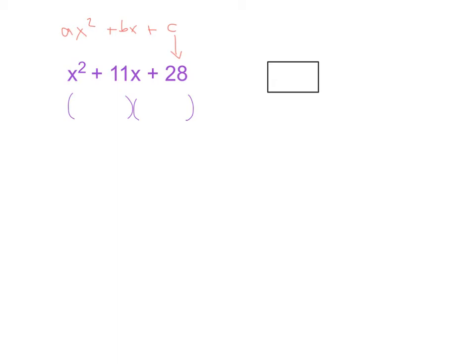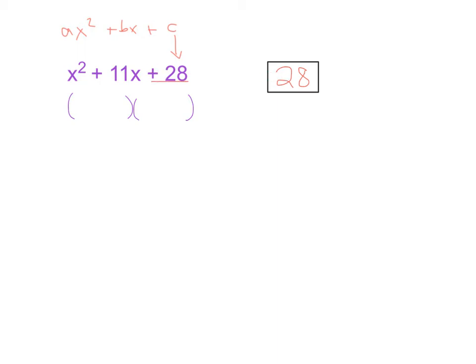The first thing we're going to do is write that c term, the last term, the constant term, over here in this box. Now remember, if it's positive, make sure it's positive, which it is. If this was a negative, make sure you write in a negative.